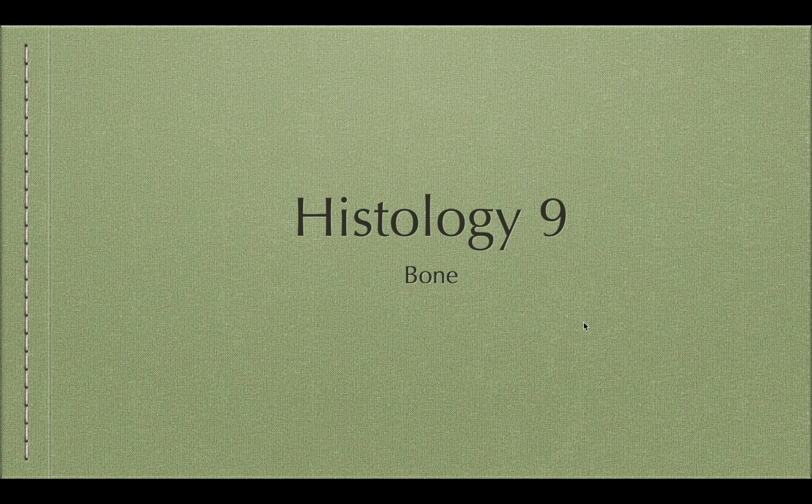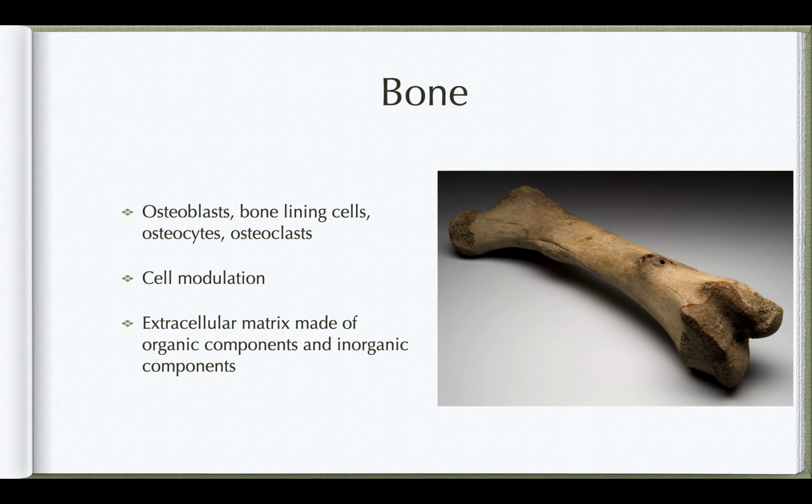Hello, today we will be going through the bones. Okay, so bones are made of osteoblasts, bone lining cells, osteocytes, and osteoclasts, and all of those have a role in cell modulation. And the extracellular matrix is made out of organic compounds and inorganic compounds.